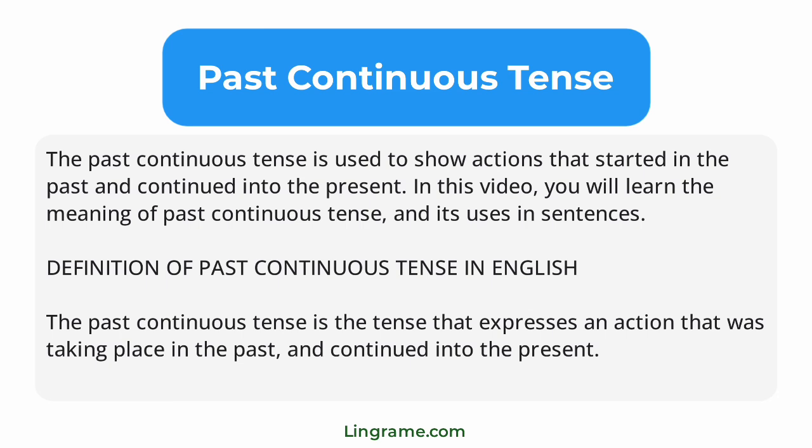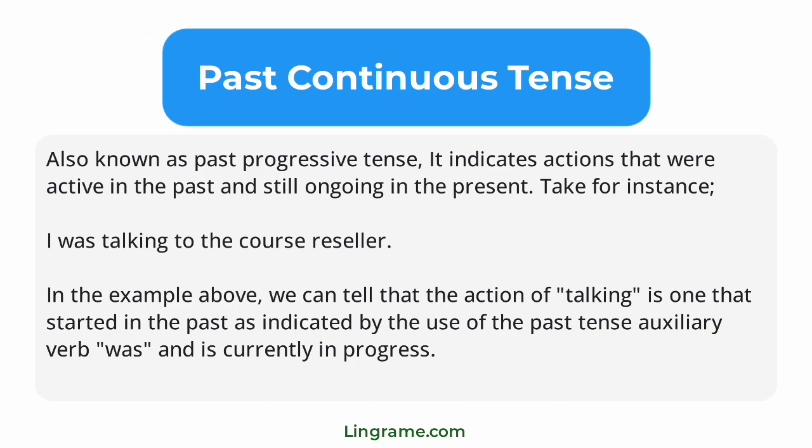The past continuous tense is the tense that expresses an action that was taking place in the past and continued into the present. Also known as past progressive tense, it indicates actions that were active in the past and still ongoing in the present. Take for instance, I was talking to the course reseller.